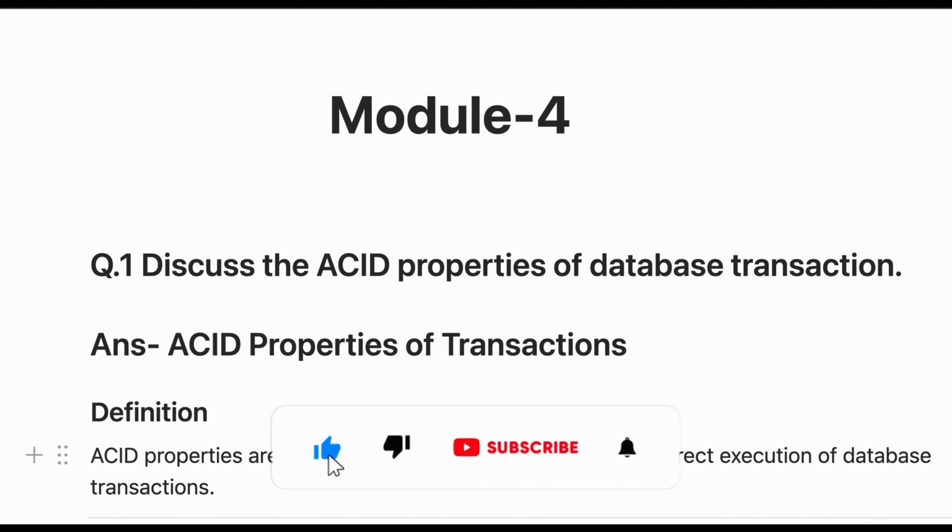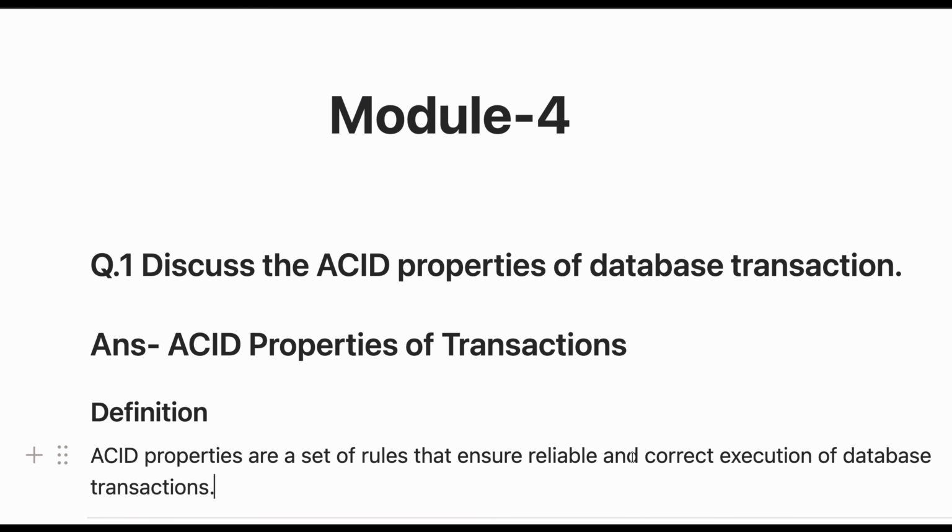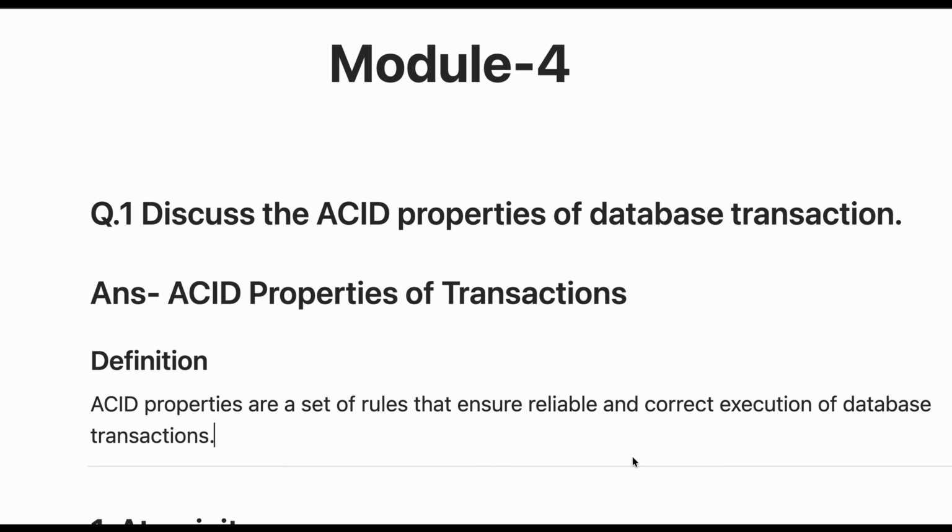In this video, we will discuss the ACID properties of database transaction, which is a very important concept in DBMS and frequently asked in the exam. So let's start with the definition. ACID properties are the set of rules that ensure reliable and correct execution of the database transactions. Now let us understand each property one by one.